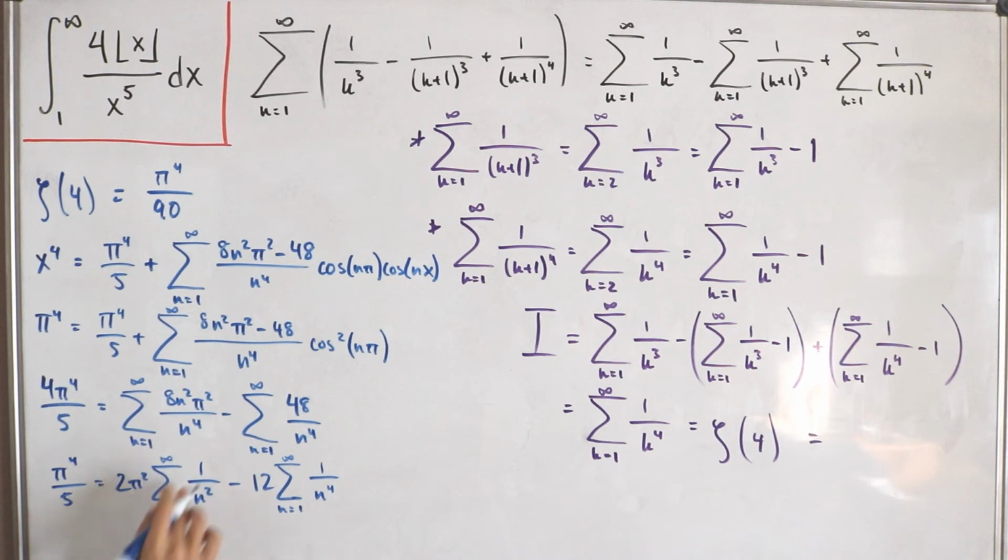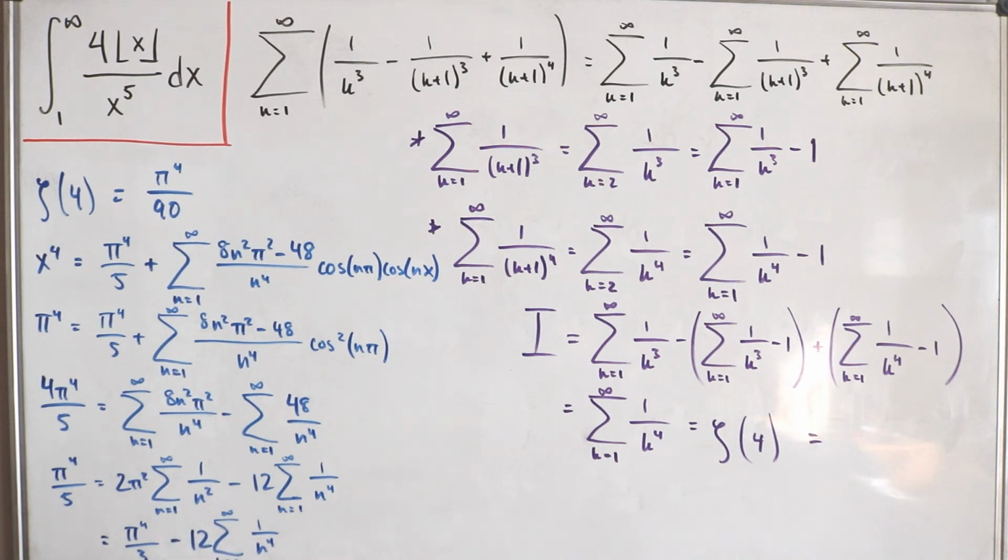And so we know that the sum of 1 divided by n squared, Basel's problem, is pi squared divided by 6. That'll just yield us pi to the 4th divided by 3, and then subtract 12 times the infinite sum, n equals 1 of 1 divided by n to the power 4.